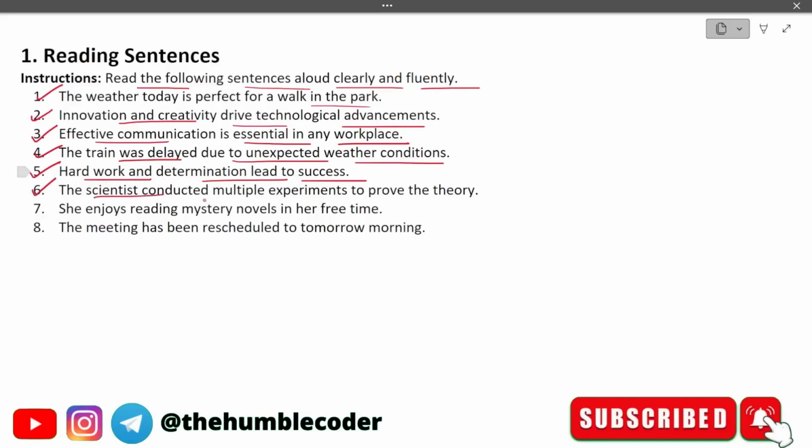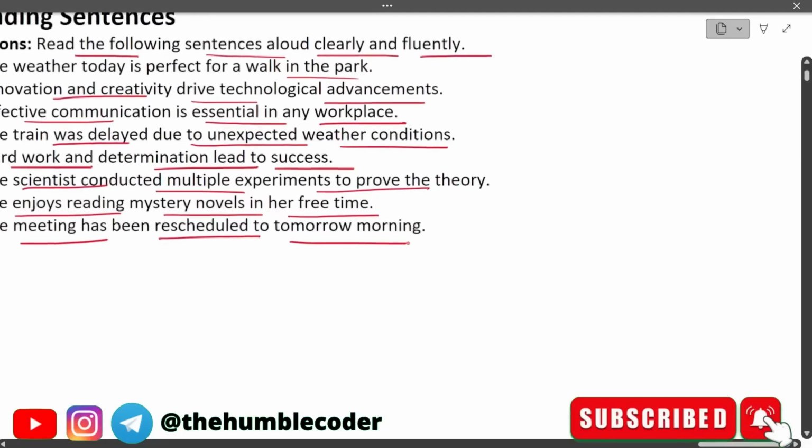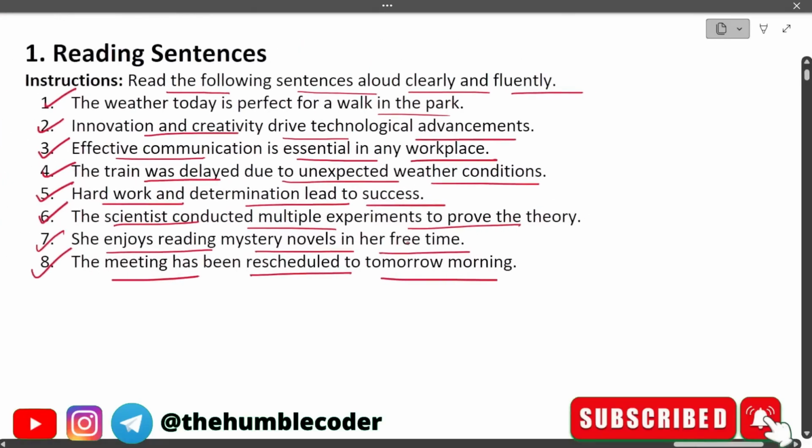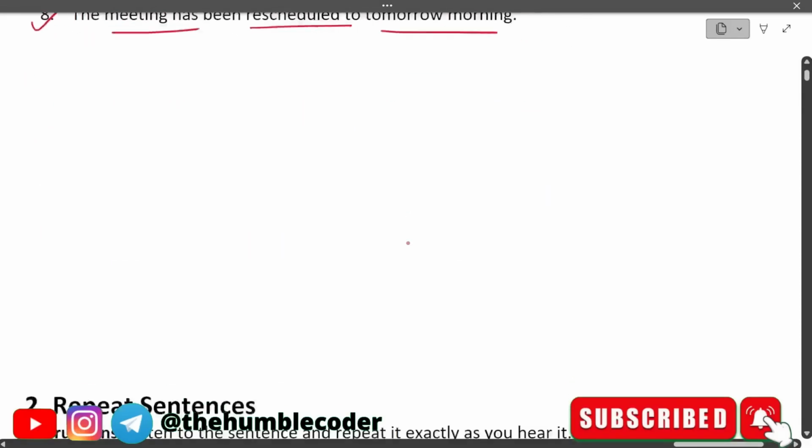The scientist conducted multiple experiments to prove the theory. She enjoys reading mystery novels in her free time. The meeting has been rescheduled to tomorrow morning. So I hope now you have understood how to attempt these kinds of questions. You will be given a sentence and you need to read it aloud. These were the first type of questions.